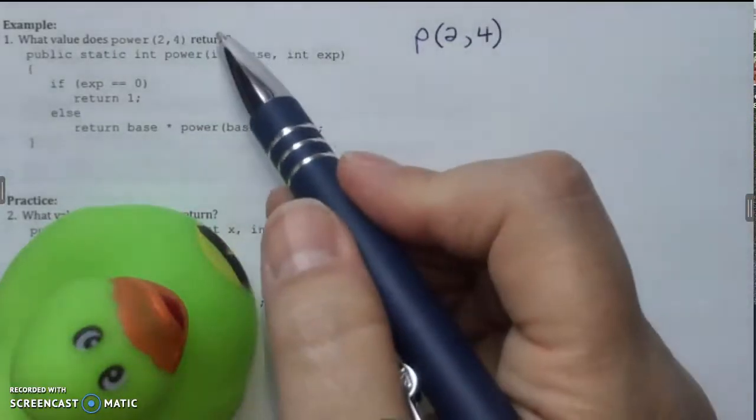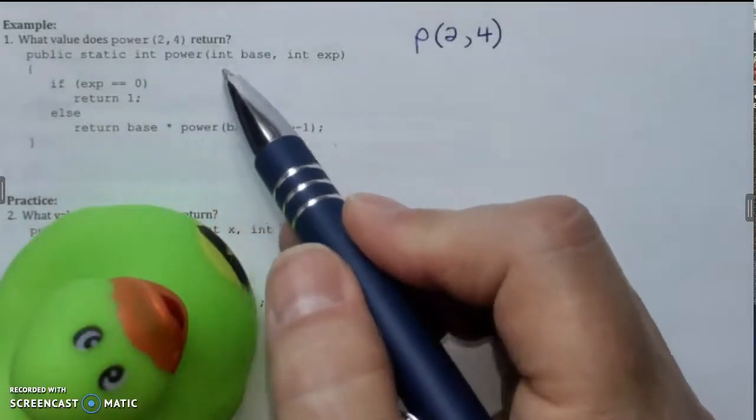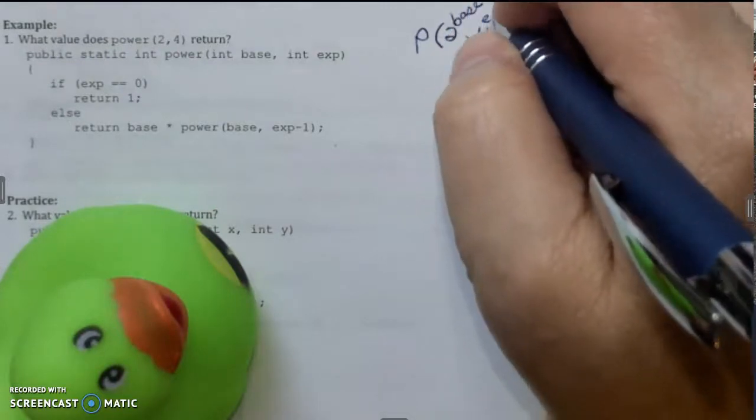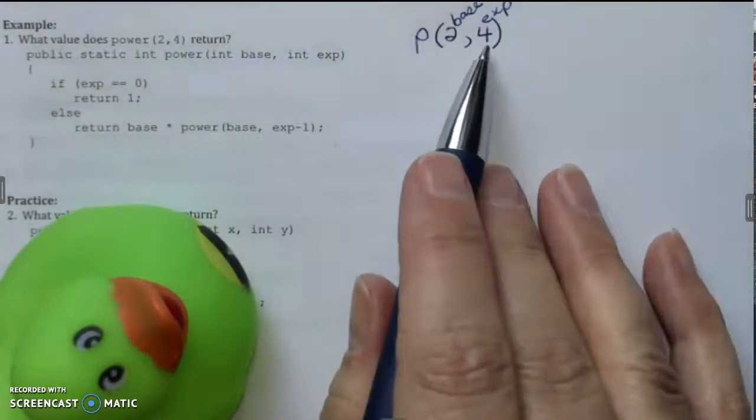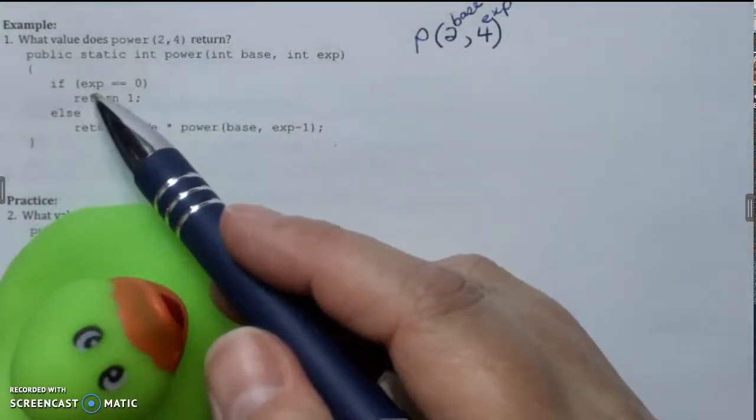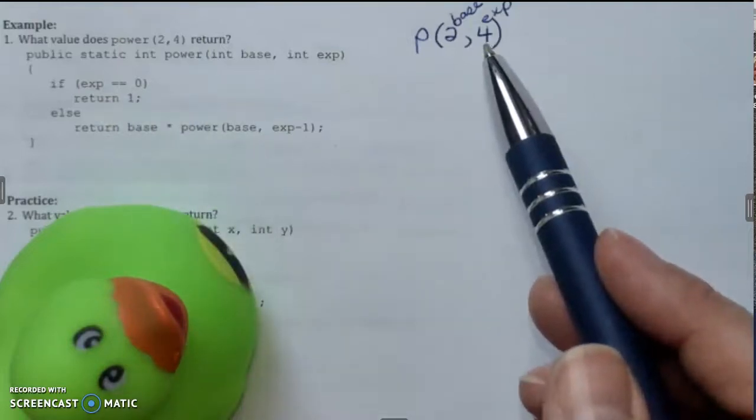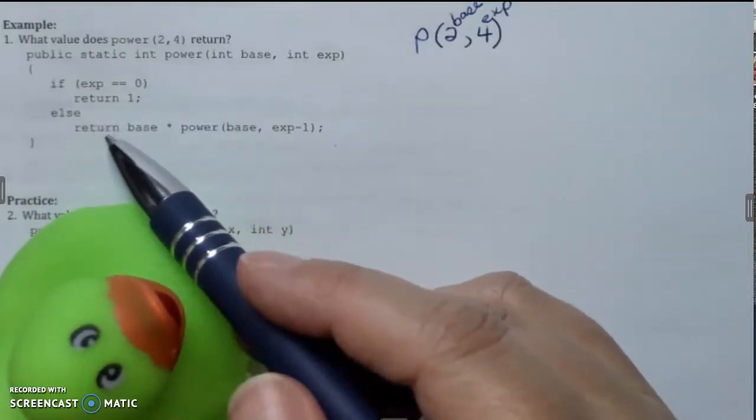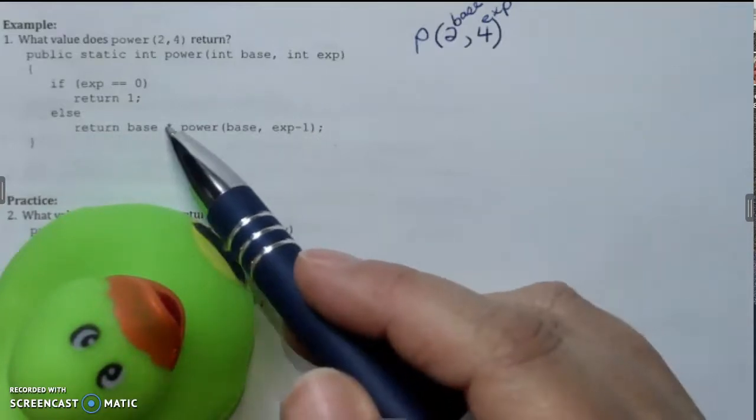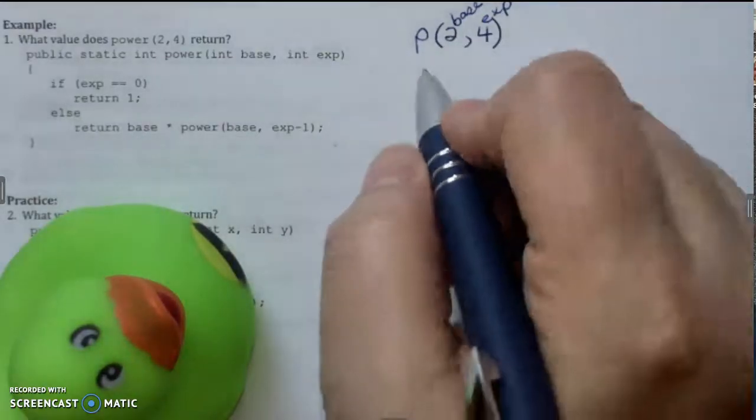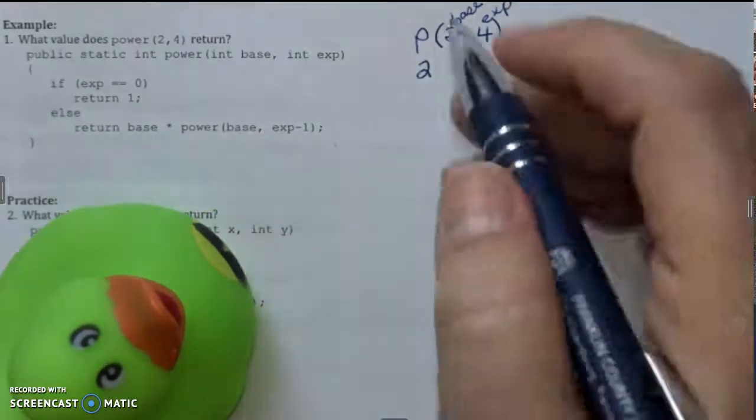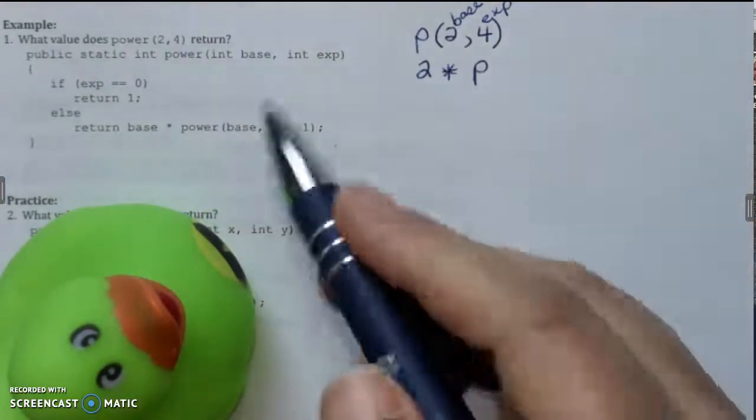When I call power with 2 and 4, I come into this method and base gets the value 2 and exp gets the value 4. I'm going to execute this method based on these values. Is exp equal to 0? It is not. So I'm going to do the else path. I'm going to be returning the base times this call. The base right now is 2, and I'm going to multiply it by a recursive call.